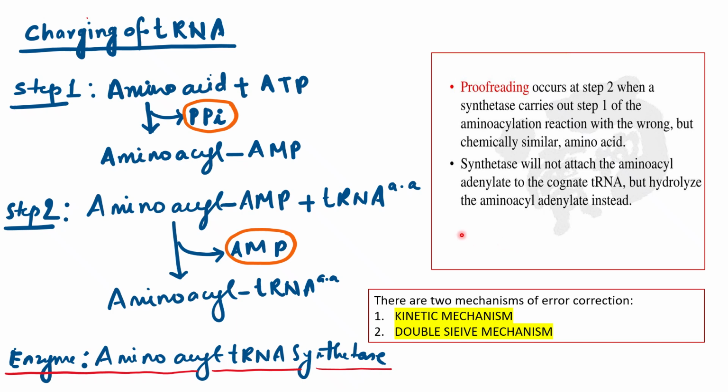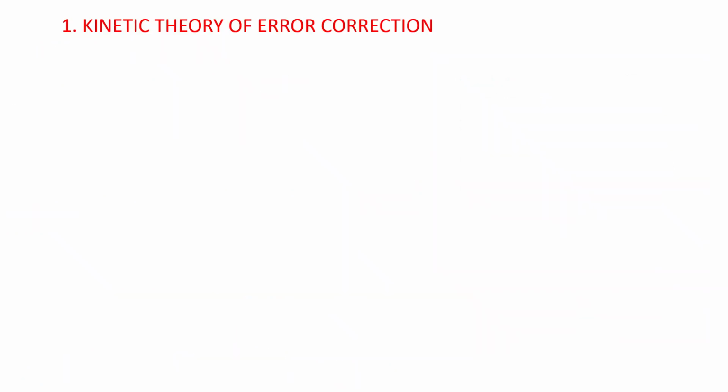Now, this proofreading can be done in two different ways. There are actually two mechanisms by which this proofreading can be explained. The first mechanism is known as the kinetic mechanism, and the second one is known as the double sieve mechanism for error correction. In this part of our video, we will concentrate on the kinetic mechanism of error correction. In the next video, we will discuss the double sieve mechanism. Let us move forward.